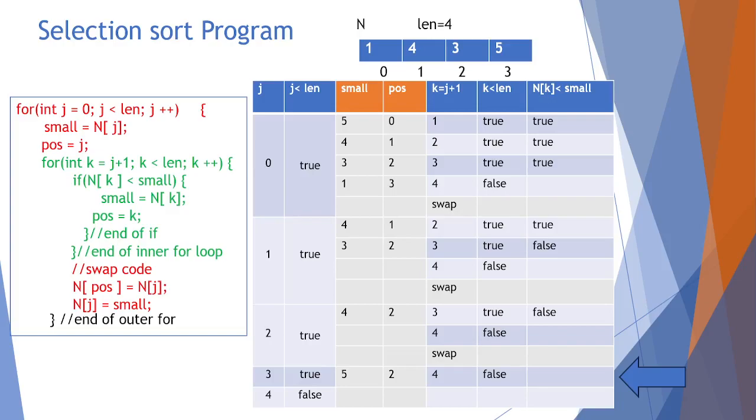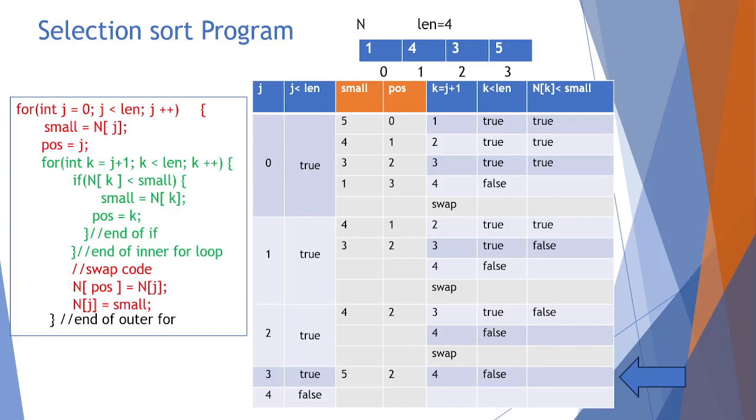Then k plus plus, k becomes 3. Is 5 less than 3? No, so no updation. When the kth loop becomes 4, it is false. So in the outer for loop, swap happens.